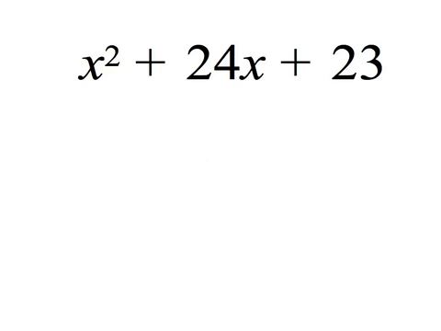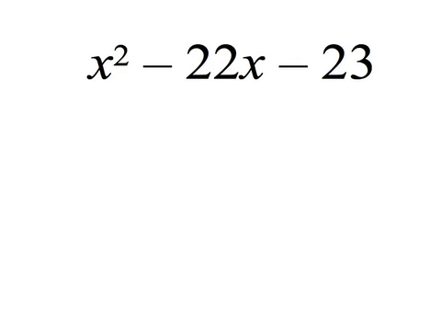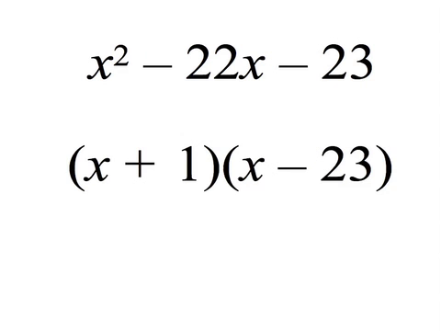And here's one with a prime number as the third term. The only way to do 23 is 23 times 1, so it either works or it doesn't, and it does, so there's our factored answer. And here's one where the middle term and the third term are both negative. So as we look at 23, it's either going to be 1 times negative 23 or negative 1 times positive 23. And of course, since the 22x is negative, we have to use positive 1 and negative 23. So there's our binomials. x plus 1 is the first binomial, and x minus 23 is the second binomial.